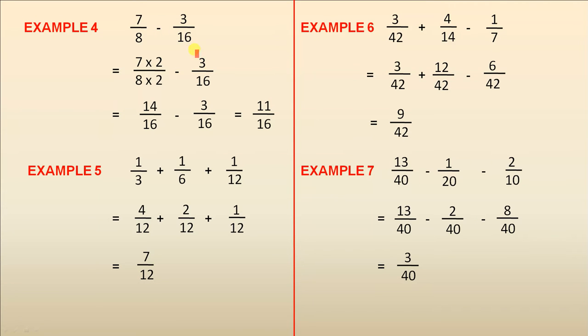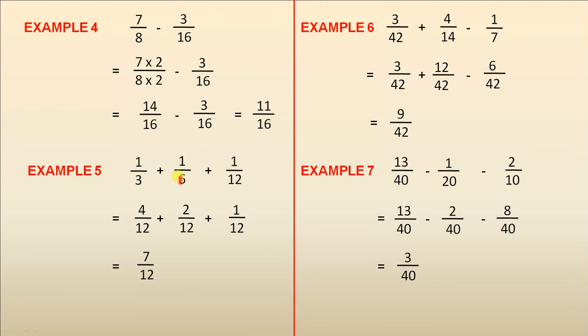Example 4, 7 over 8 minus 3 over 16. To change this number here to 16, multiply top and bottom by 2. 2 7s are 14, 2 8s are 16. There's our new sum. 14 take away 3 is 11, so it's 11 over 16.